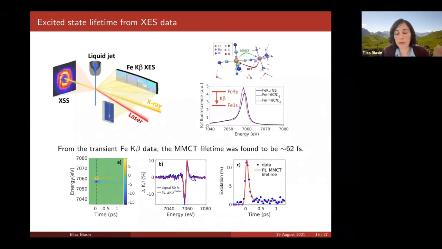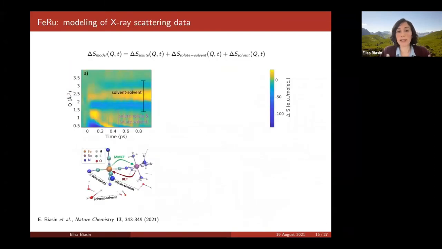And if we fit this model signal, this reference signal, to the full data set, we could retrieve the excitation fraction and the bridge time delay, and therefore the metal-to-metal charge transfer lifetime, which we found around 62 femtoseconds. Then we could utilize this information on the electronic dynamics in the analysis of the scattering data.